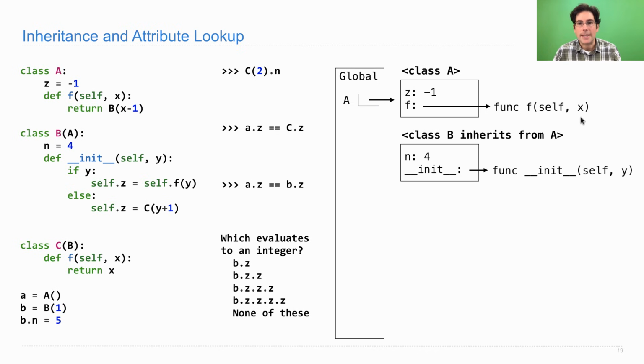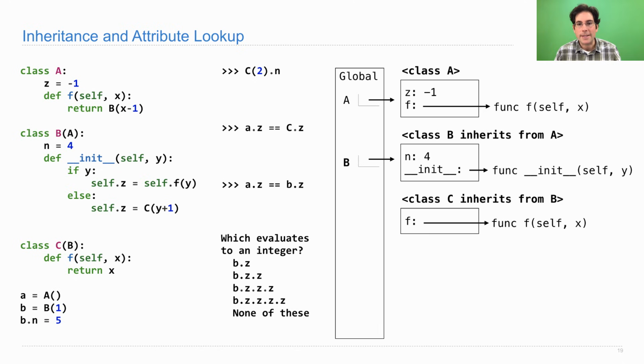The second class statement creates a class B that inherits from A. And forever, this class will know that it inherited from A, or that A is the base class. It also has some attributes due to the body of this class statement. So n is bound to 4, and init is bound to a function that initializes self. In the global frame, this class is given the name capital B.